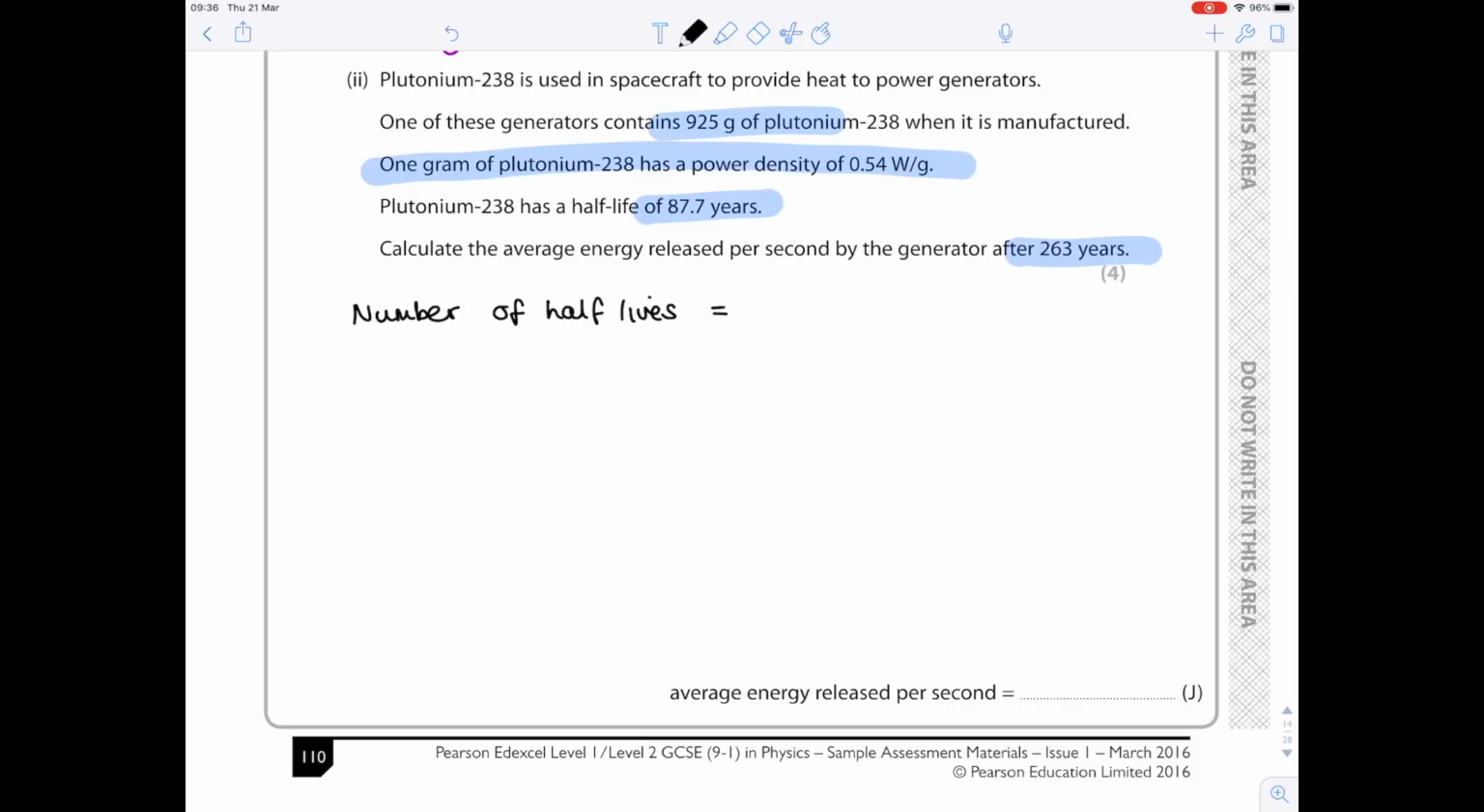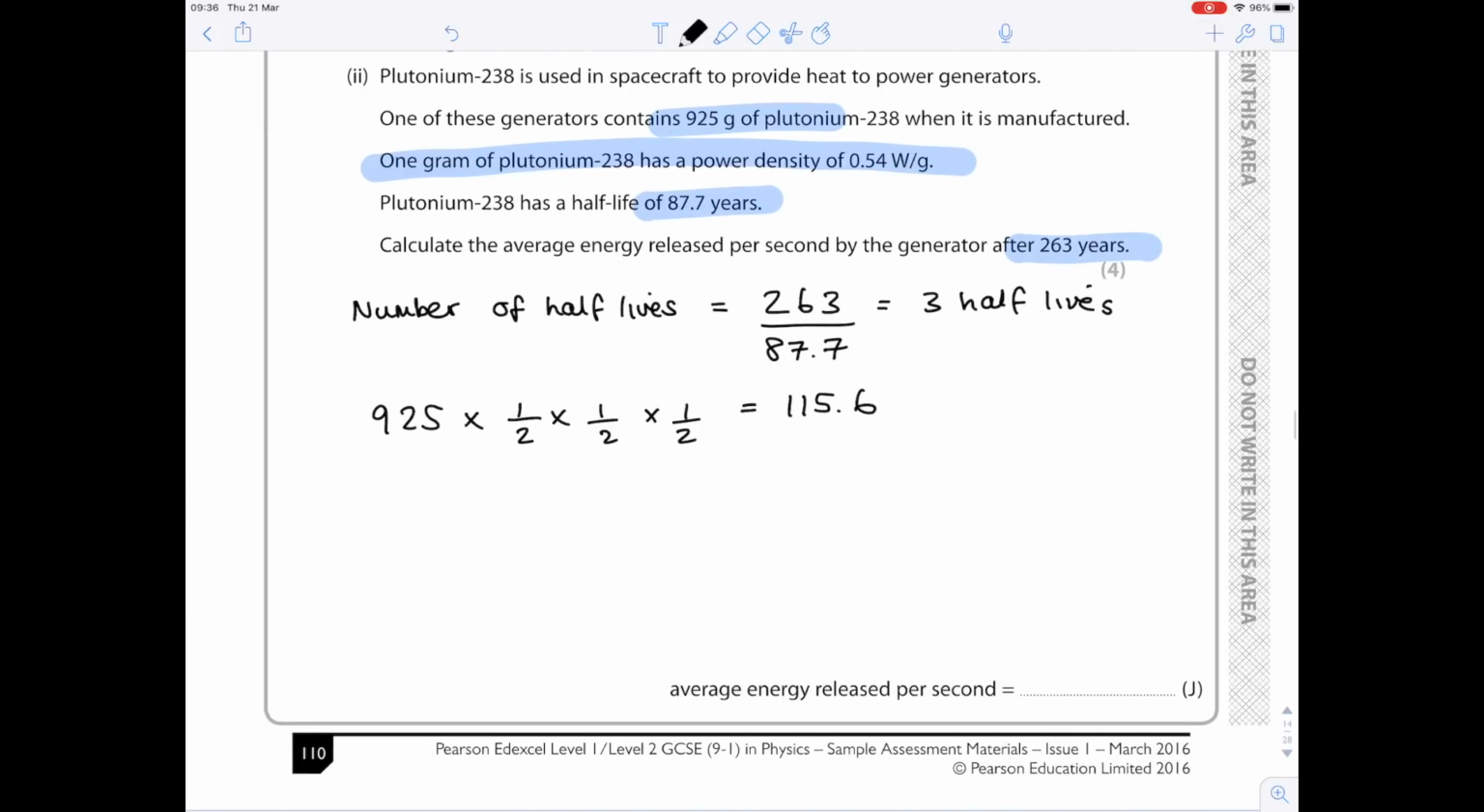So we know that 263 years has elapsed. Each half-life takes 87.7 years, so the number of half-lives that will have occurred is 3. Work out the amount or the mass of plutonium left over by doing 3 half-lives on it. So you need to halve it 3 times to get to 115.6. And then lastly, to work out the average energy released per second, take that 115.6 and multiply it by the power density. And you get a value which is 62.4 joules.